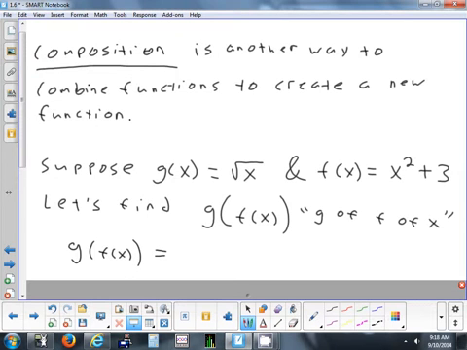This is exactly the same thing you do with a number. Like if I said to find g of 3, all you do is take 3, plug it into the function that's g, and simplify. Well, what I want you to do here is take f of x. That's what I want you to plug into the function g. So this is f of x, and I want you to plug that in to the function g. So we're going to be finding g of x squared plus 3.